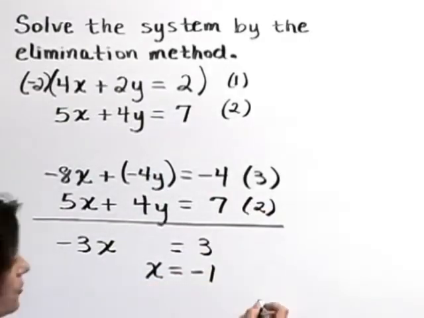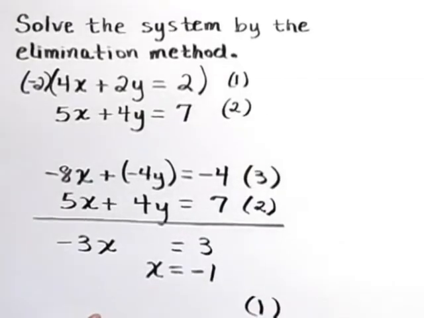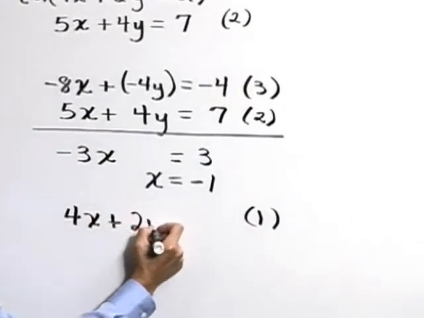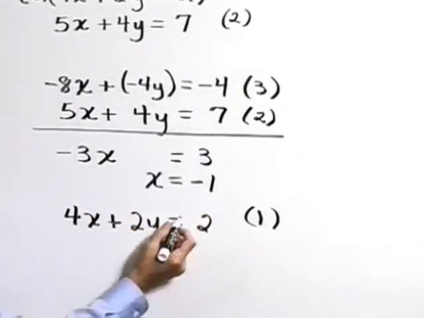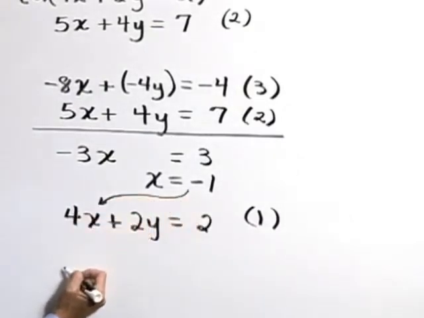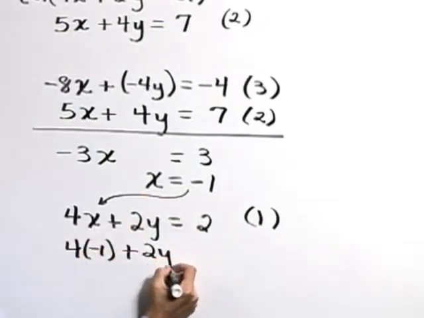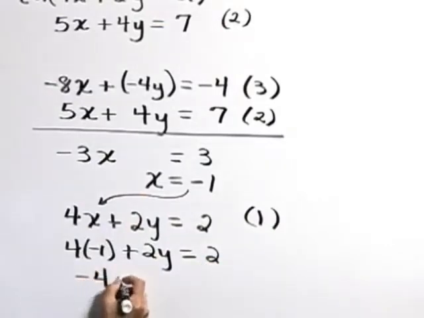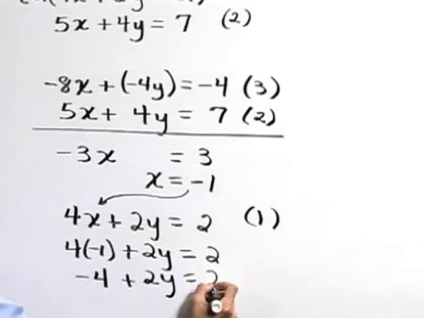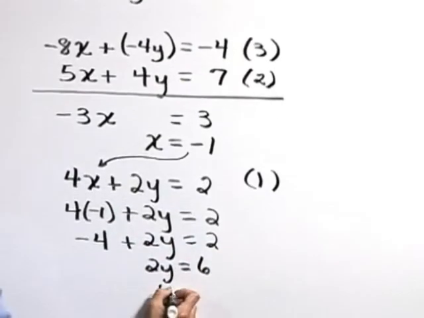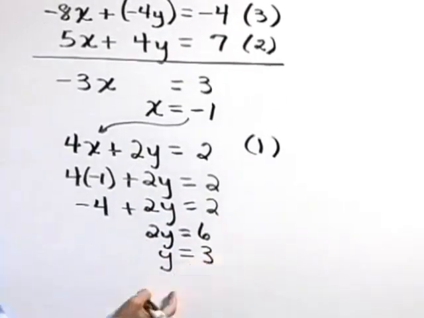I'm going to go up and choose my first equation, equation 1, to do that. That equation is 4x plus 2y is equal to 2. Substituting x equals negative 1, we have 4 times negative 1 plus 2y is equal to 2. That's negative 4 plus 2y is equal to 2. Adding the 4 to both sides gives 2y is equal to 6, or y is equal to 3.